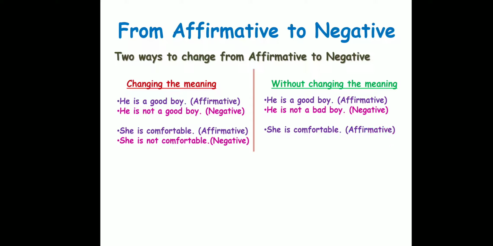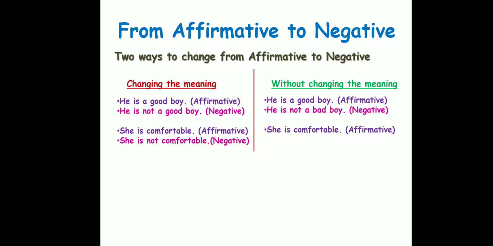She is comfortable. Now over here, the first one, changing the meaning. She is comfortable. I made it she is not comfortable. So the meaning got changed. Now I told you I want to keep the same meaning. Now think about the rule I just taught you, that you will use the word not and you will use the opposite of the adjective. So what is the adjective? She is comfortable. What is the adjective here? Very good. The adjective is comfortable.